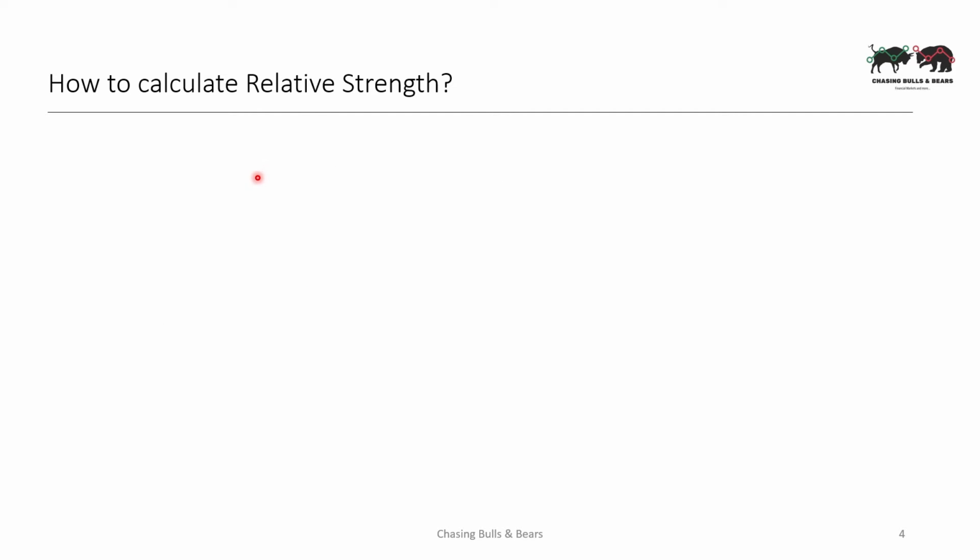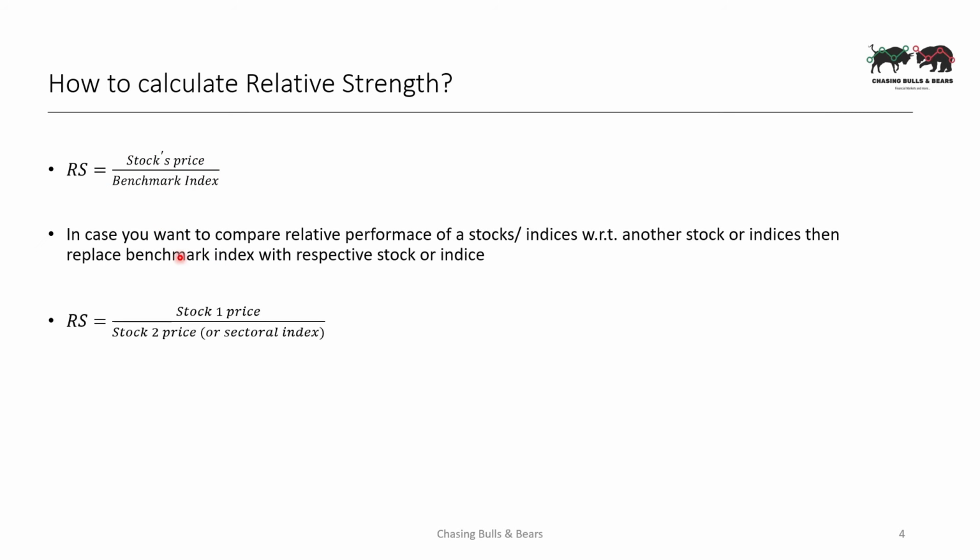Now let's take a look at the definition of relative strength. It's just a ratio. You divide the stock price by the benchmark index, or if you want to compare two stocks, you divide the price of the stock which you want to compare by the other stock's price. Or you can also divide the stock price by any sectoral index to see how any particular stock is performing in the particular sector.